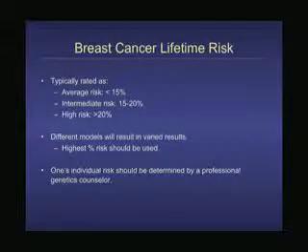And they typically will rate you as being average risk. This is lifetime risk of developing breast cancer. Less than 15% is considered average, general population. 15 to 20 is kind of intermediate, and then being high risk is more than a 20% lifetime risk of developing breast cancer. And different models will have different results, but you're supposed to use the highest one, and often a professional genetics counselor is a good thing to help you sort through all of these things.